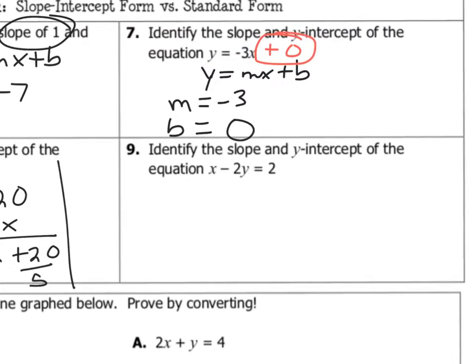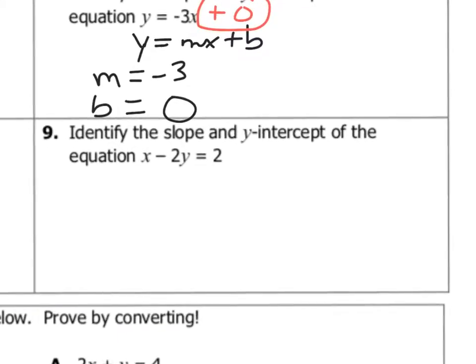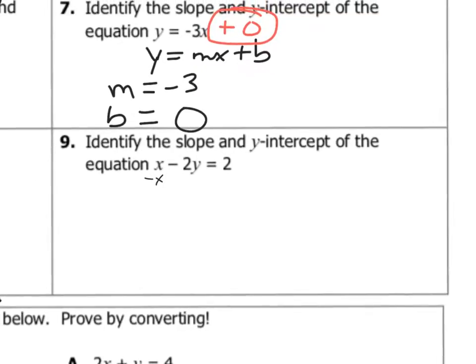Identify the slope and the y-intercept of this equation. So again, you're going to need to solve this for y. And that would easily give you your slope and your y-intercept. So to solve this for y, we're first going to want to get rid of this x. So we subtract x on both sides.